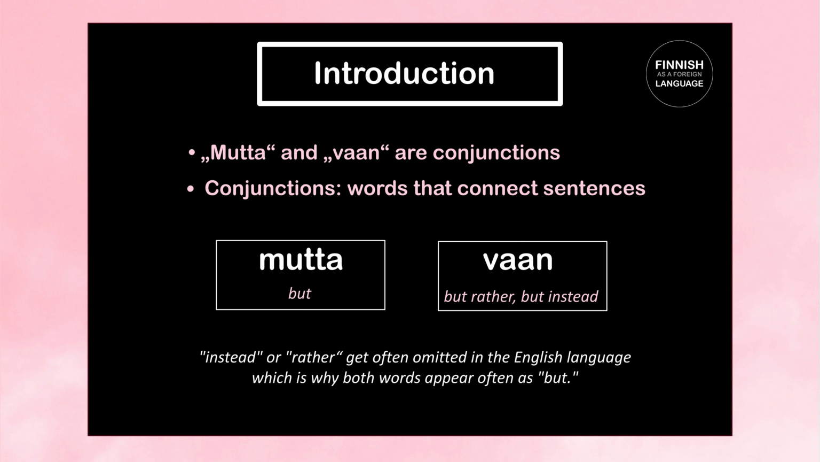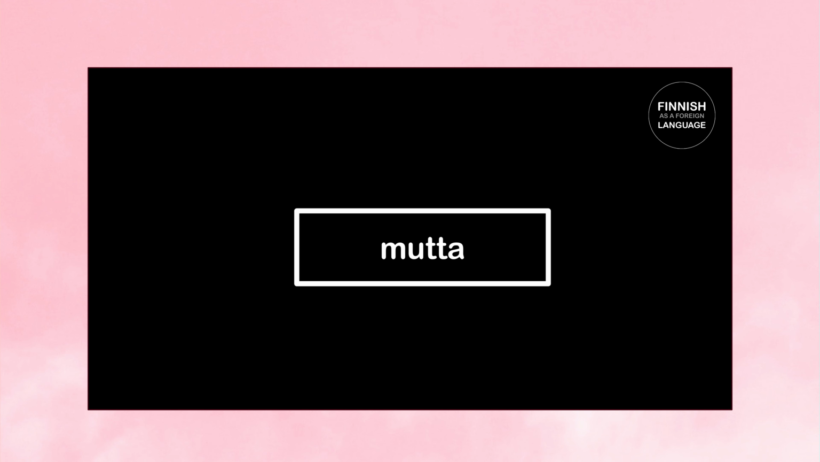However, in English we often omit instead or rather, which is why both words do often get simply translated as but. So this explains why VAAN sometimes just appears as but, even though it actually means but rather or but instead. Now let's take a closer look at the word MUTTA.